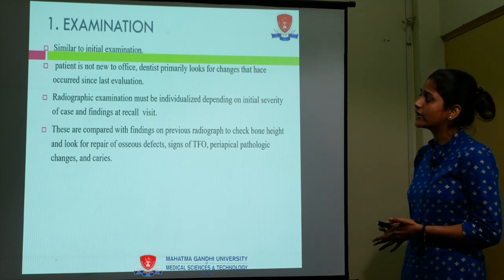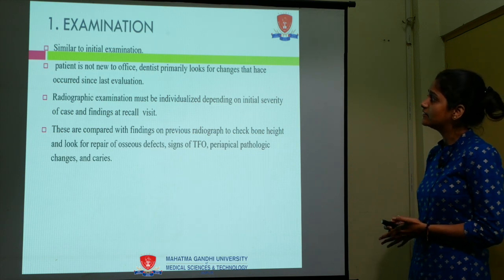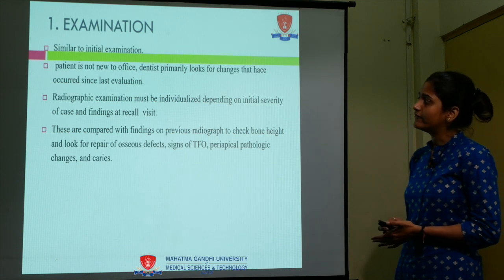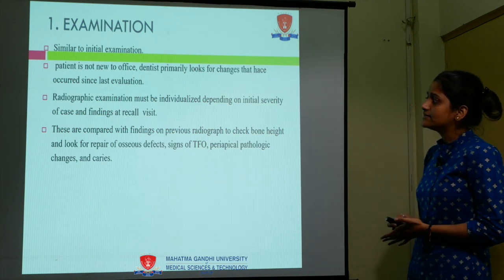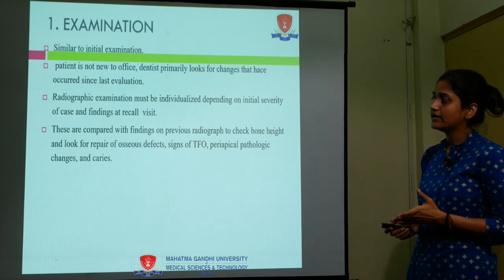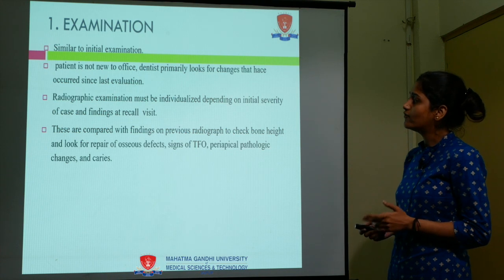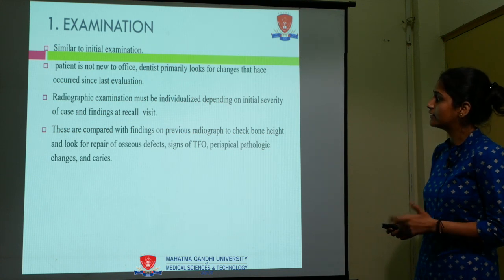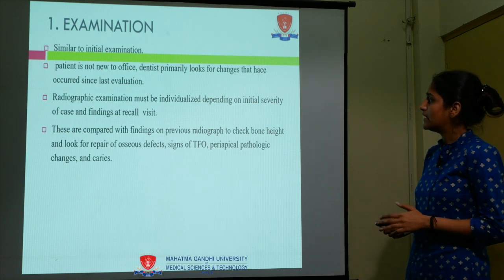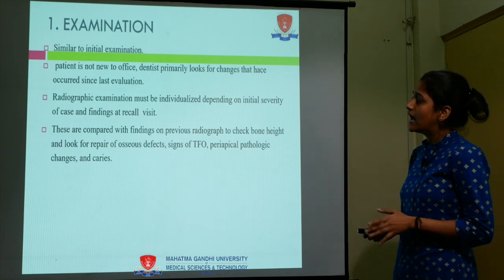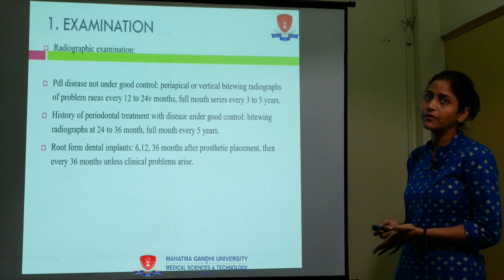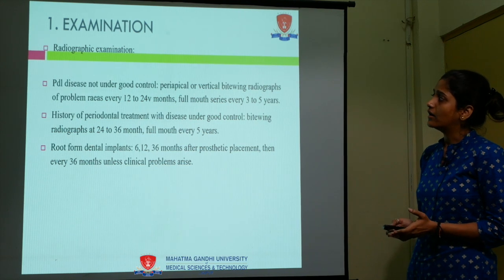Then we go for radiographic examination, which must be individualized depending on the initial severity of the case and findings at the recall visit. These are compared with findings on previous radiographs to check bone height and look for repair of osseous defects, signs of TFO, that is trauma from occlusion, then periapical pathologic changes if there are any, and caries. Then in radiographic examination, periodontal disease not under good control.